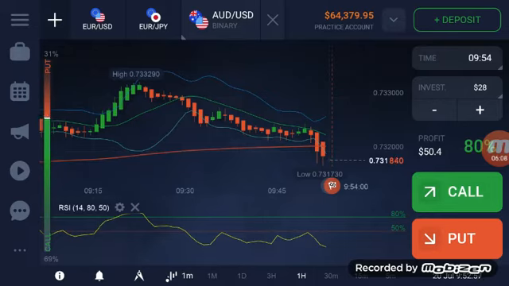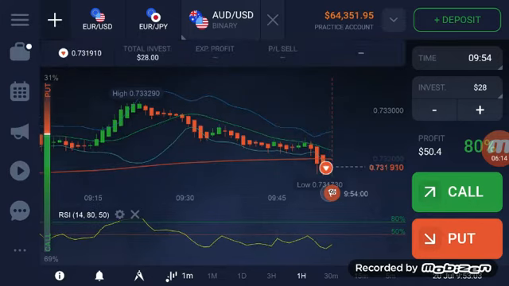Oh, it's going down. Okay, there we go. Put trade, but it looks like it won't last because the RSI is going up now. But let's see.